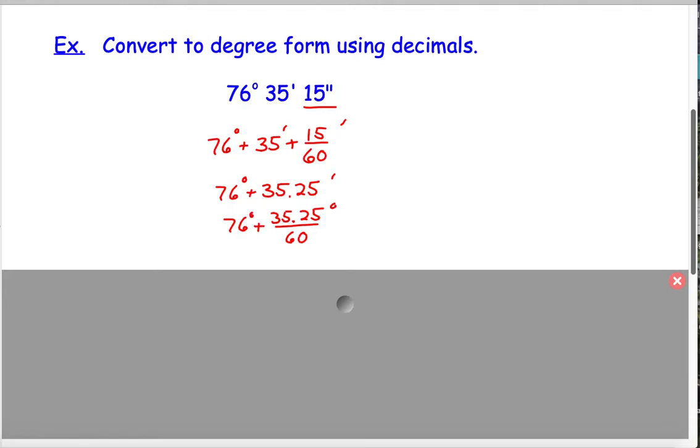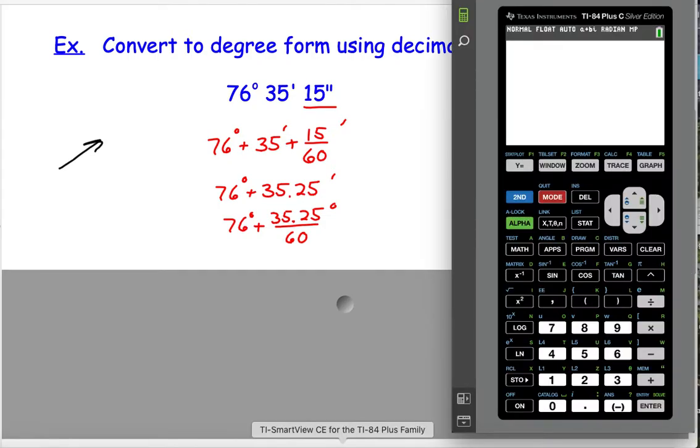Let me draw an arrow. So what you do is first you take your seconds and convert it into minutes. So now 35 minutes and 15 seconds is 35.25 minutes. And now I'm going to take this 35.25 minutes and convert it to degrees and add it to the 76 and get my final answer. At this point, let's just use a calculator. 35.25 divided by 60 is 0.5875, and then I'm going to add 76 to that.